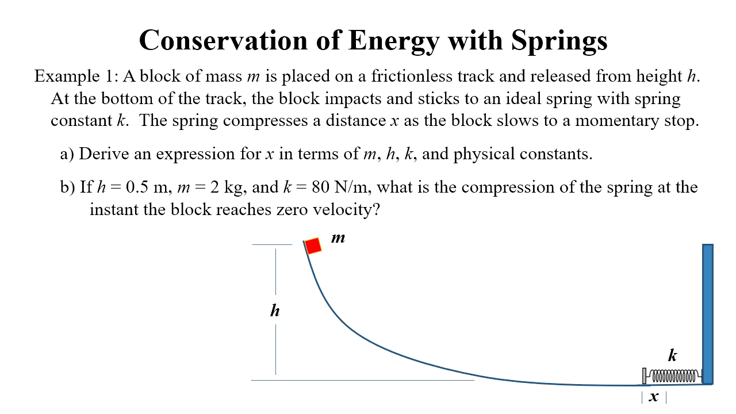A, derive an expression for x in terms of the mass, the height, the spring constant, and physical constants, by which question writers mean g. And the second question gives you values for those quantities and asks you for a numerical value for the compression.